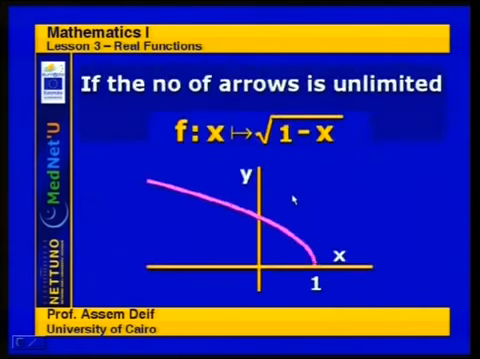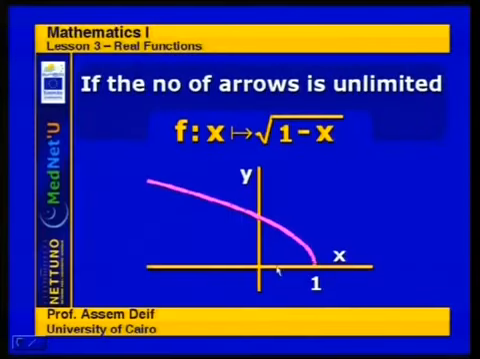If the number of arrows is unlimited, then you may encounter, for example, a domain of a function as a set. For example, like this one here, a function which maps x onto the square root of 1 minus x. How would you calculate the domain of this function? It's simple. All you have to do is take what is inside the square root to be greater or equal to 0. In other words, 1 minus x should be greater or equal to 0. Otherwise, we are searching for the square root of a negative number.